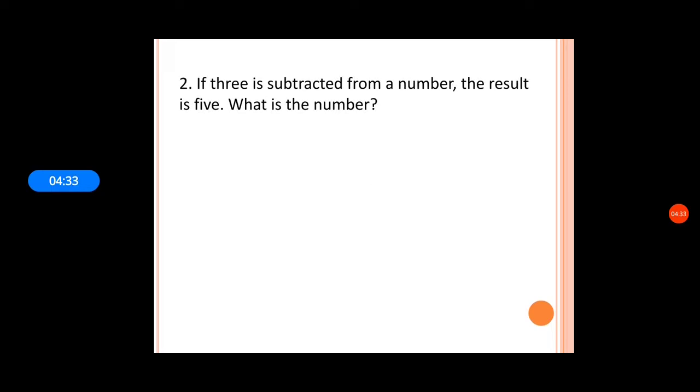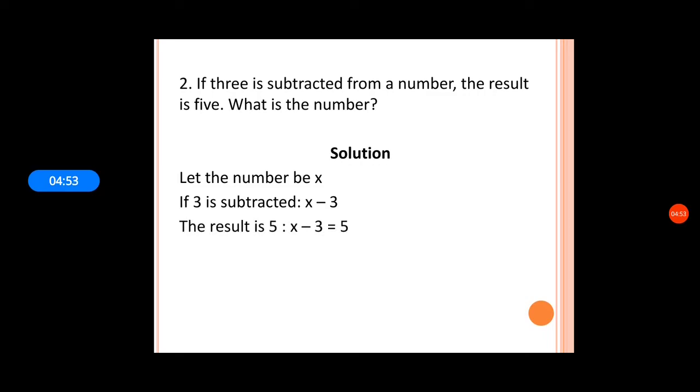Example 2. If 3 is subtracted from a number, the result is 5. What is the number? Once again, I have gone through the question. Let's go to the solution. Let the number be x. That is the unknown number. If 3 is subtracted, then it becomes an expression which is x minus 3. Then the result is 5. This one makes it an equation. Then we have created the required equation, which is x minus 3 equals 5.